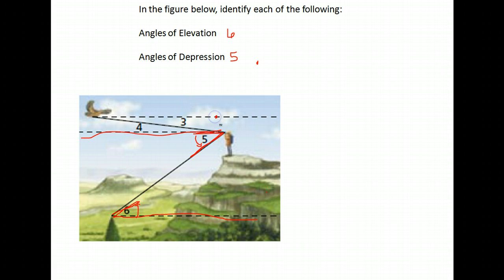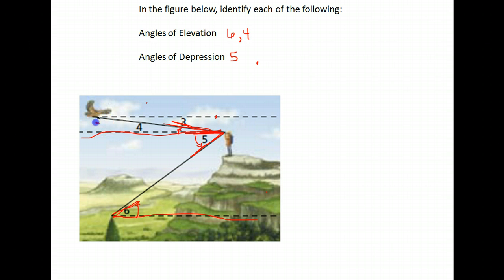For that same horizontal line, notice we also have an angle formed above it, or looking upward, angle 4. Notice that angle is formed when we open up from the horizontal line. So angle 4 is an angle of elevation because it's opening upward from that horizontal line.